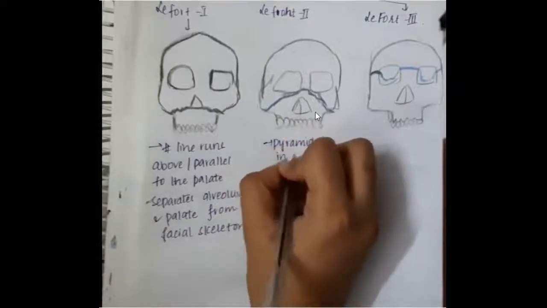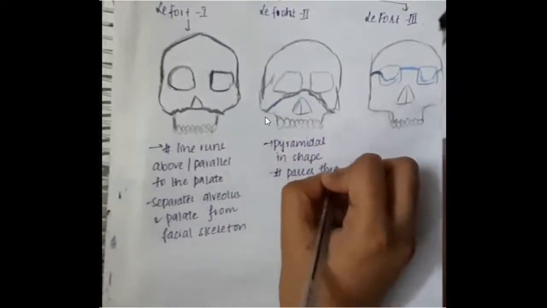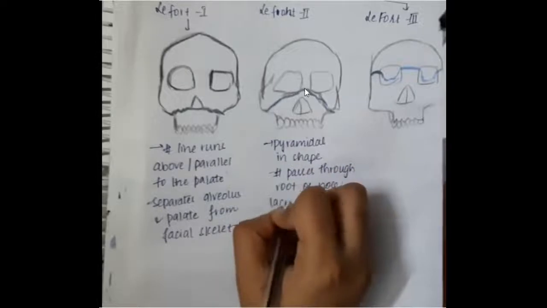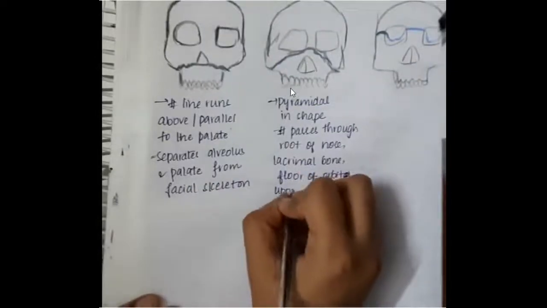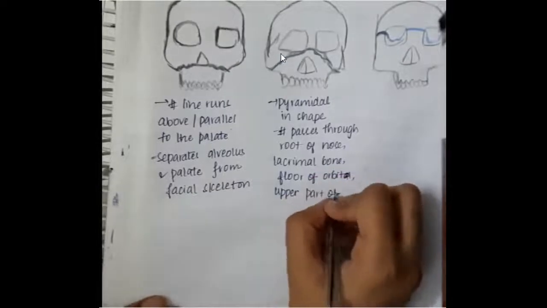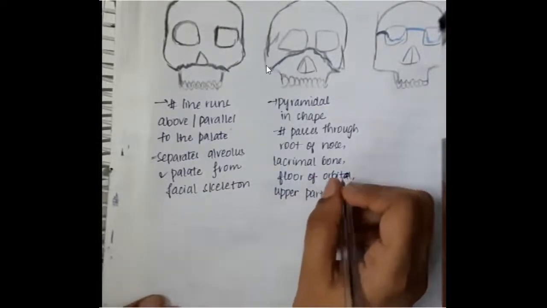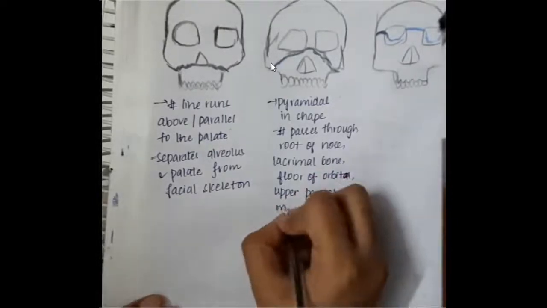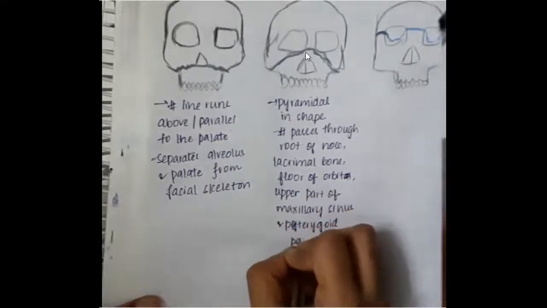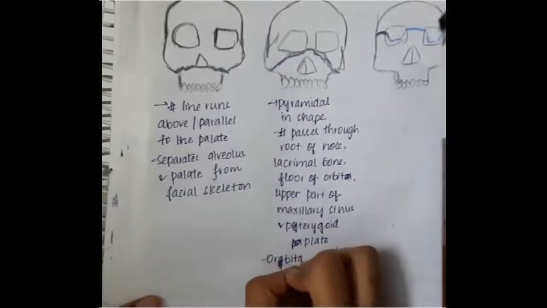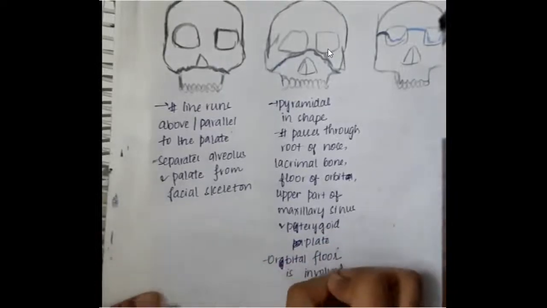And here in Lefort 2, this is a pyramidal shaped structure where the fracture line passes from the root of nose, lacrimal bone, floor of the orbit, upper part of the maxillary sinus and pterygopalatine plate. Okay, here the orbital floor is mainly involved, right, because here orbital floor is mainly involved.